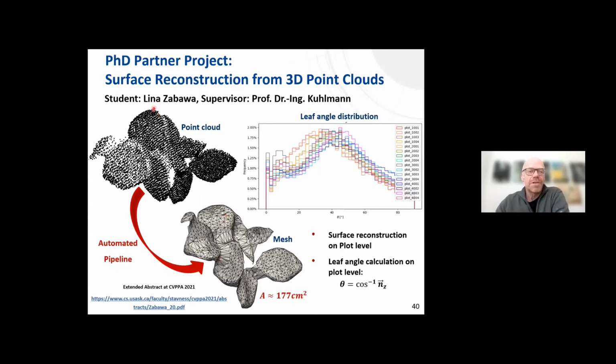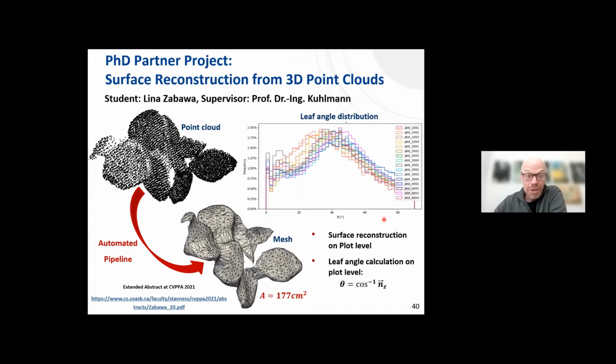The first one is the project of Lina Zabava, and she is using a high resolution point cloud to transfer it in an automated pipeline into a surface mesh. The contextual link is that she is interested in leaf angle distribution, which is the distribution of the leaves in space. This is a variable which changes depending on the plant or the environmental conditions you're looking at.